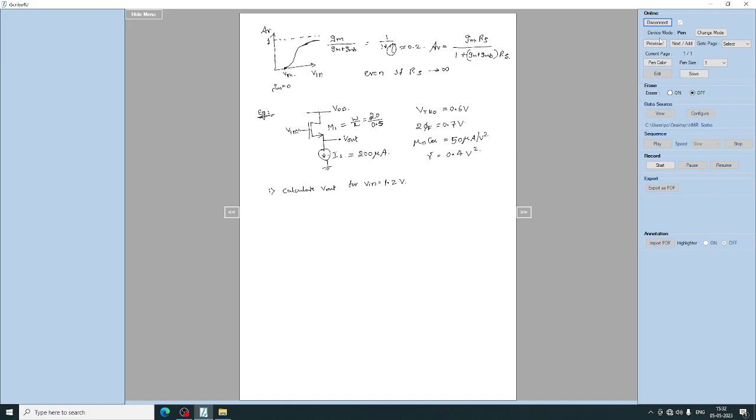This is the first question. We have to find out the output voltage for an input voltage of 1.2 volts.